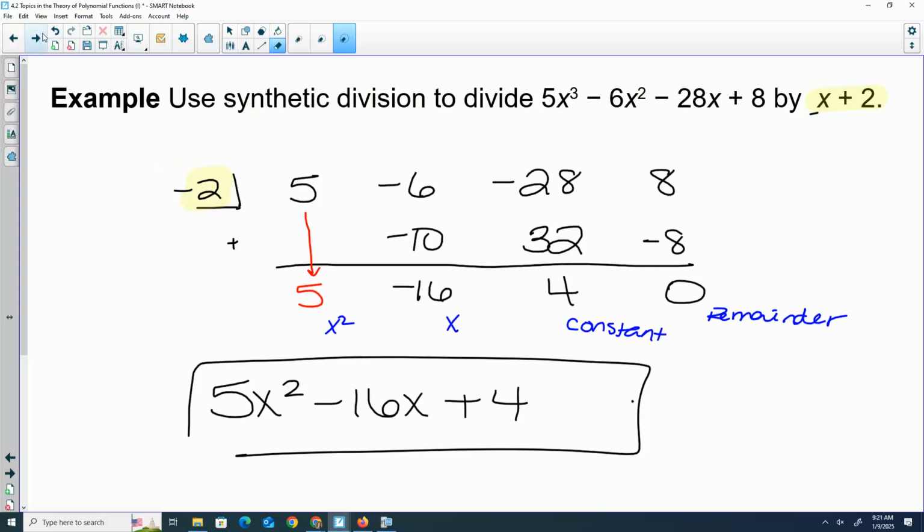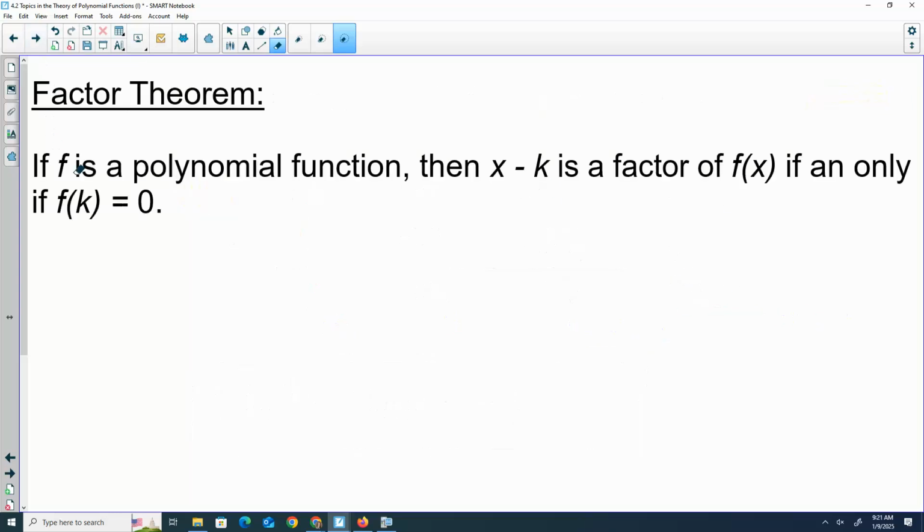All right, so let's try some more of these. With the synthetic division, when something divides evenly, that means it is a factor. So x plus 2 divided and didn't have a remainder, so it is a factor. So this is something useful that we want to write down, the factor theorem. If x minus k is a factor, then f of k is equal to 0. I'll let you write that down.